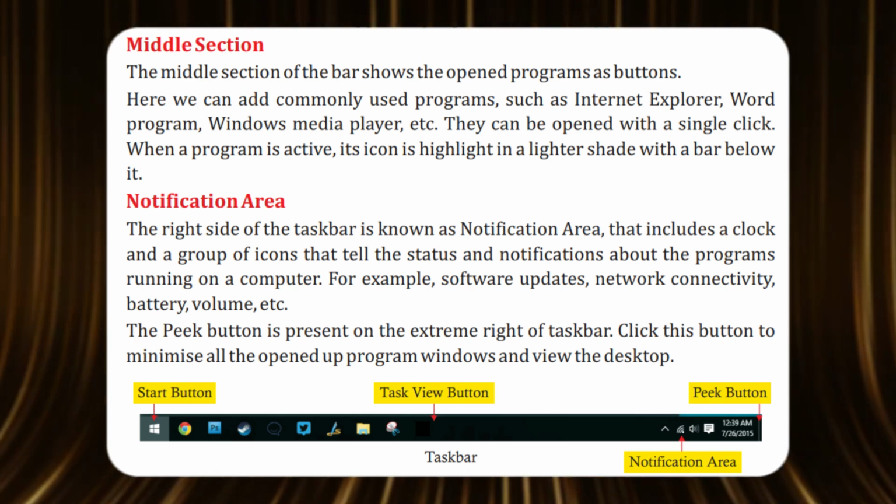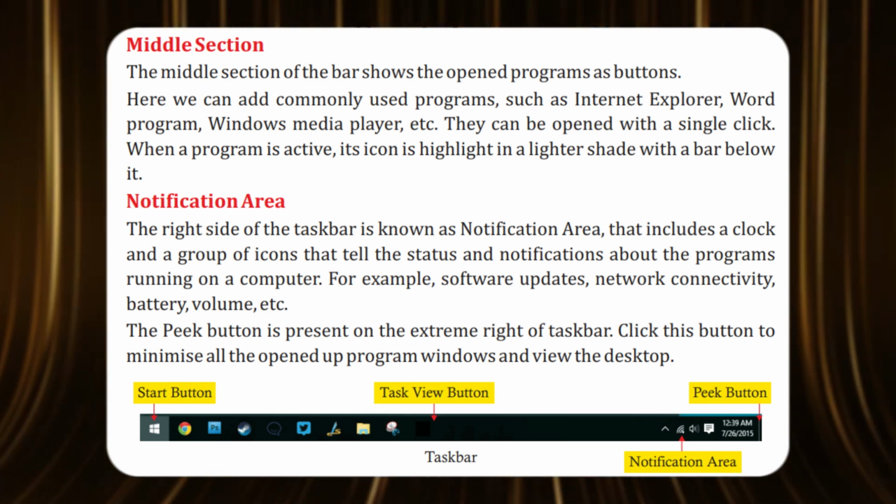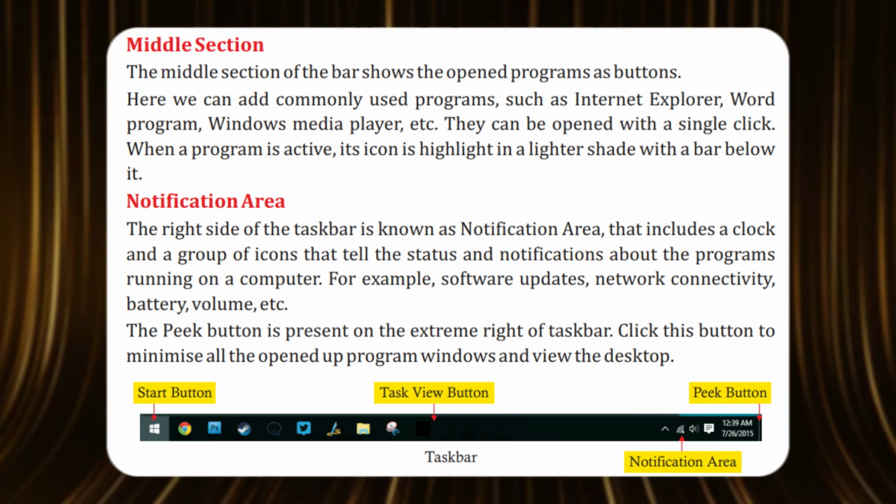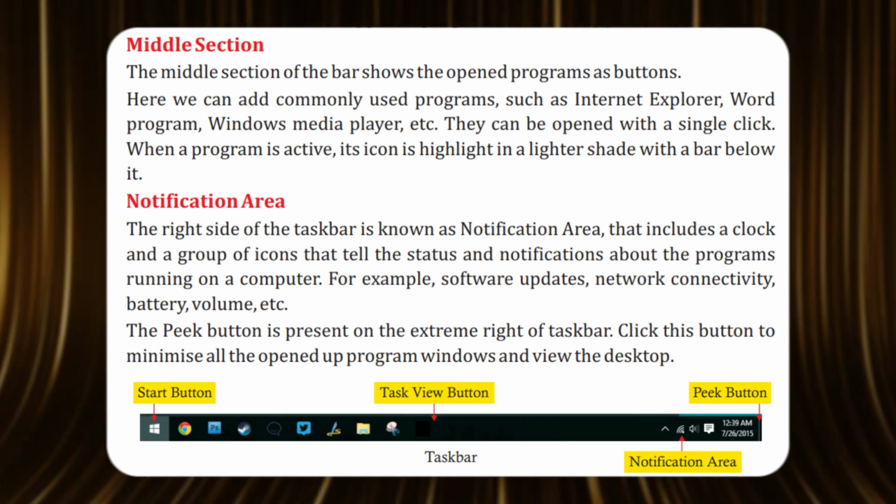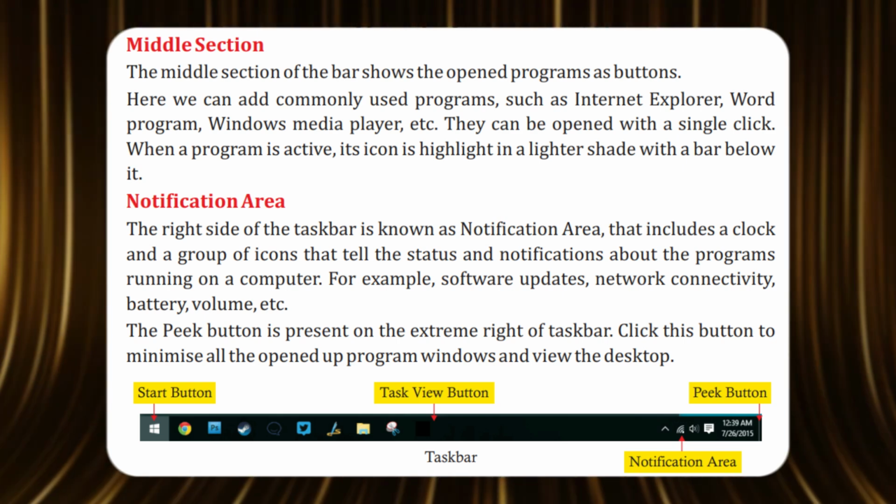The Peek button is present on the extreme right of the taskbar. Click this button to minimize all the opened up program windows and view the desktop.